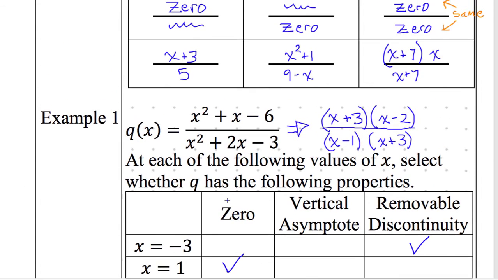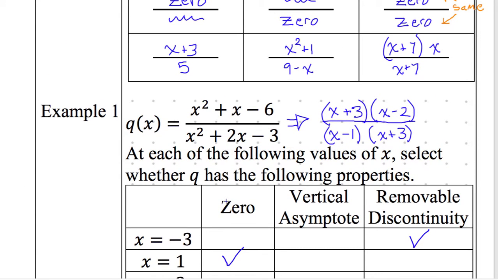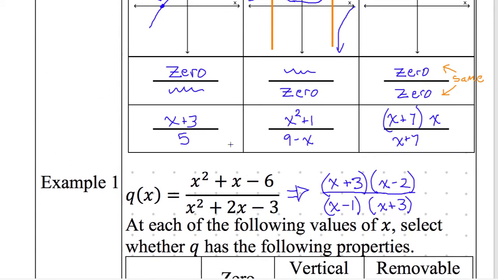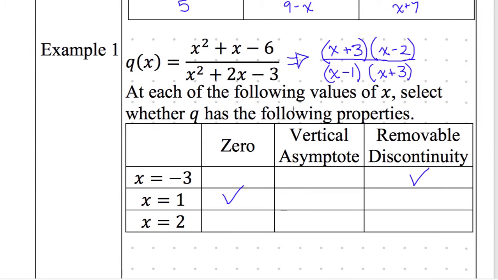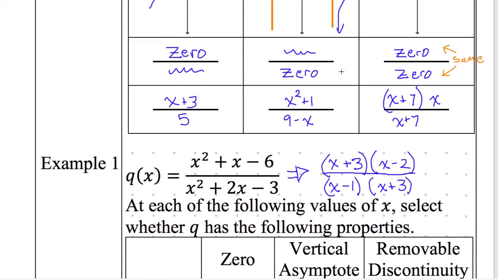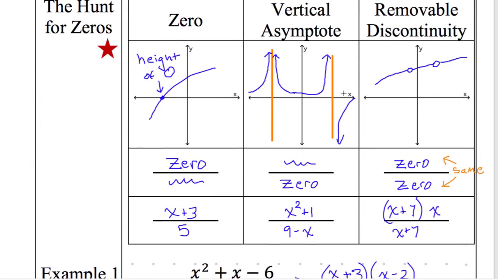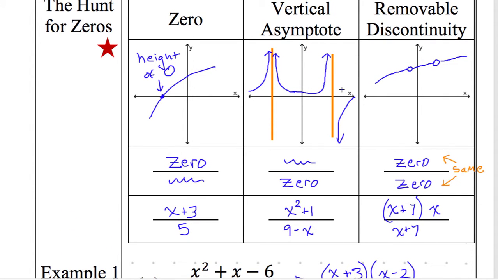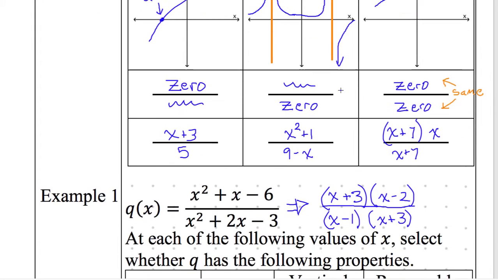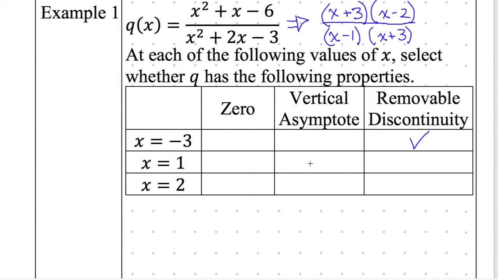Go back. Wait, this is a 0 because the 0 is on the top. So when I plug in 1, which of these four linear pairs goes to 0? The bottom. When I have a 0 on the bottom, that's an asymptote. All right, so it is a vertical asymptote.